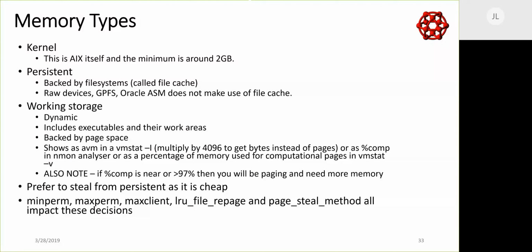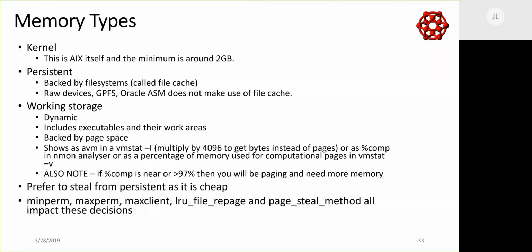Working storage is basically everything else. It's the executable, their work areas, and these are backed by a page space. So when I want to steal a page from working storage, first I have to write it out to a page space. Then I can take that page. So it is more expensive than stealing persistent memory. And working storage will show up as AVM if you do a vmstat. If you take the number of pages it shows under AVM and multiply by 4096, it will give you bytes instead of pages.